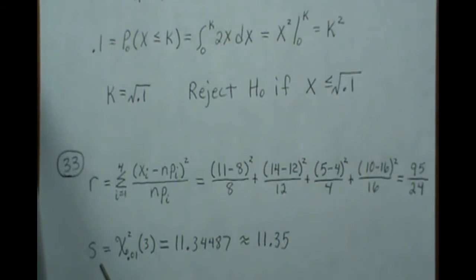S is our critical value. There are 4 categories, so the degrees of freedom is 3. We want an alpha of 0.01. Look it up, you get this, and that's close enough to one of the answers, 11.35.